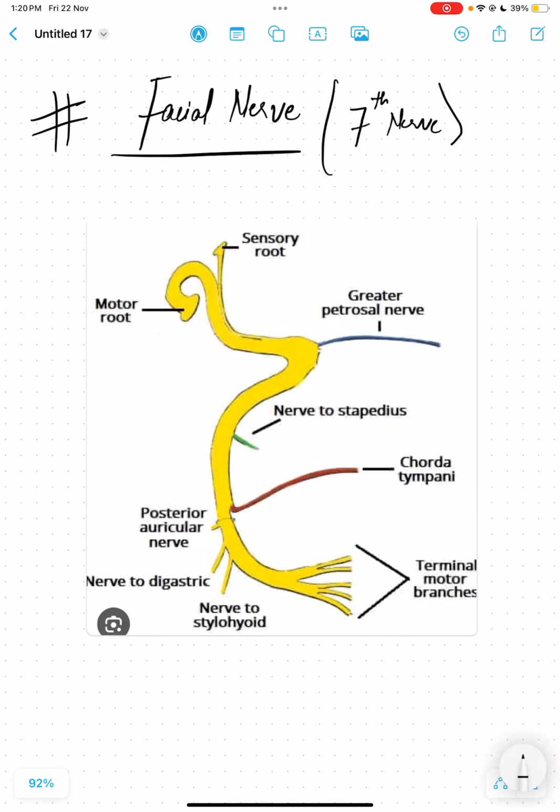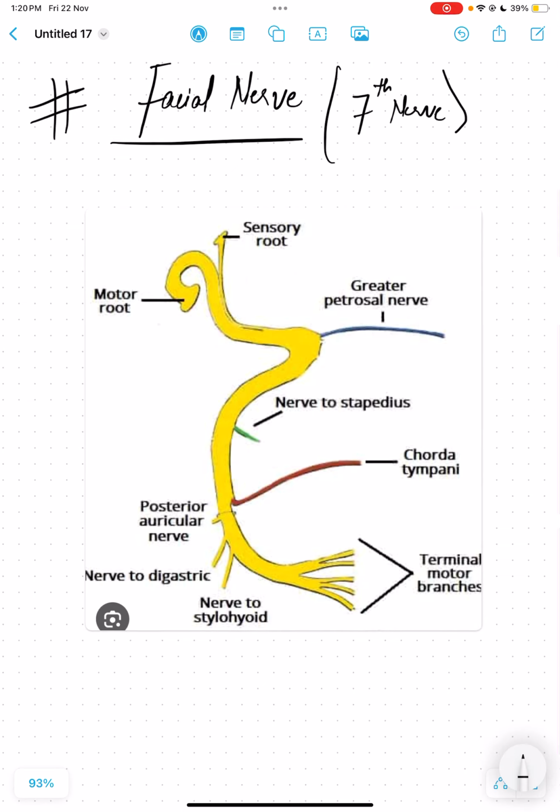Today we are going to discuss the parts of the facial nerve. So let's begin with the facial nerve. As all of you know, the facial nerve is very important. Any damage to it can lead to many problems. So let's begin with the parts of the facial nerve.